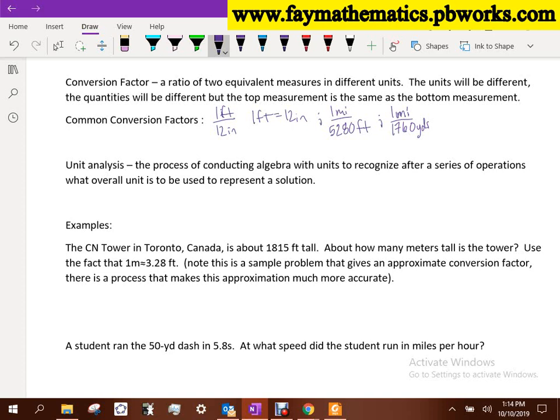And the reason for that is, how many feet are there in a yard? 3. 1 yard, 3 feet. Good. So if I take 3 feet times 1,760, it should give me 5,280. Does that make sense? So those are some common distance conversion factors we know.